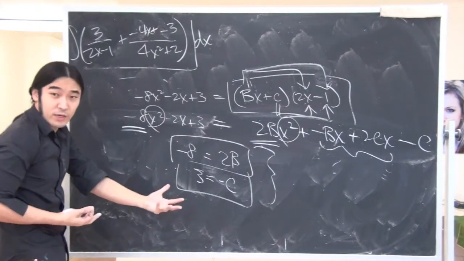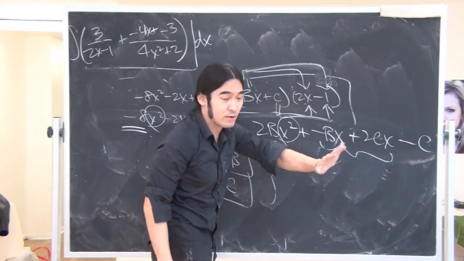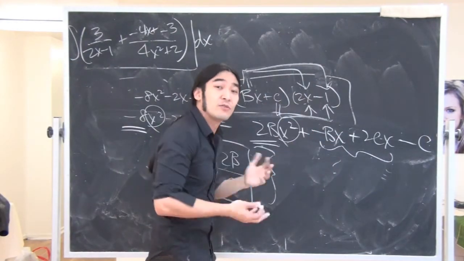That's why, for the shortcut route, what I did was I equated without actually FOILing it out. But if you had FOILed it out, you would have gotten the same results.